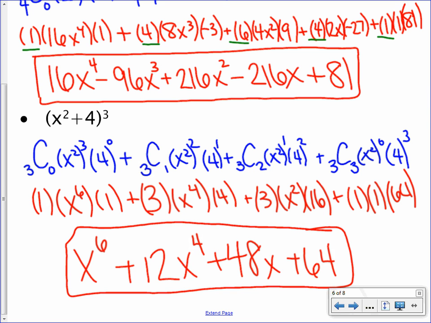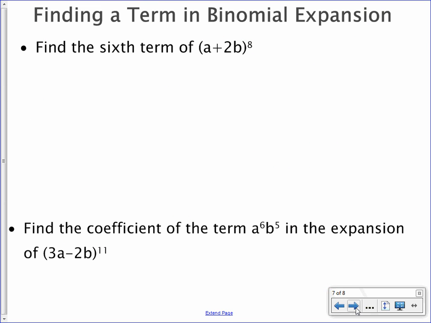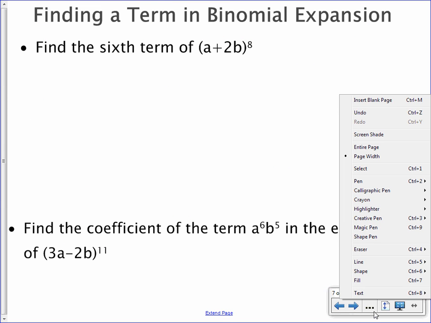Okay, what's the point of the binomial theorem? Why do we do this? It's easier. Easier than what? Easier than the triangle and multiplying it out. This is a shortcut for actually multiplying everything out, x squared plus 4 times x squared plus 4 times x squared plus 4. Now, it still took us some work, but the chance of error is a little bit less in this. Now, we also can use it to help us find a particular term.